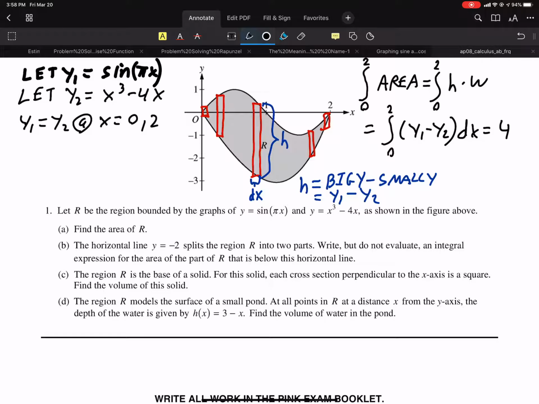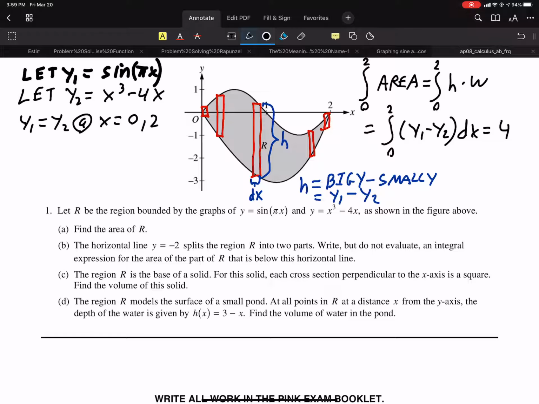I'm just looking at the scoring guidelines. Let me go ahead and do my calculator. It's going to take some time here, but let me try it. Math 9, 0 to 2, y1 minus y2, and I get 4. All right, that would have been worth 3 points. That was pretty easy.